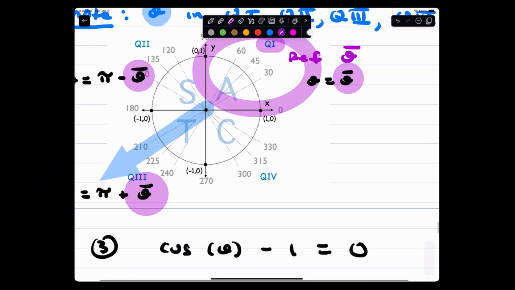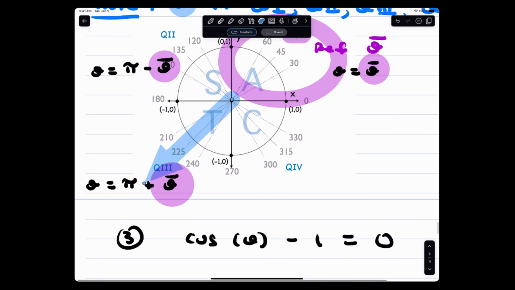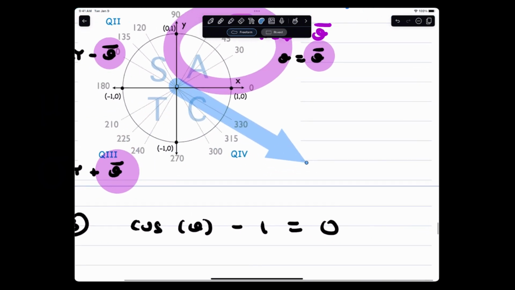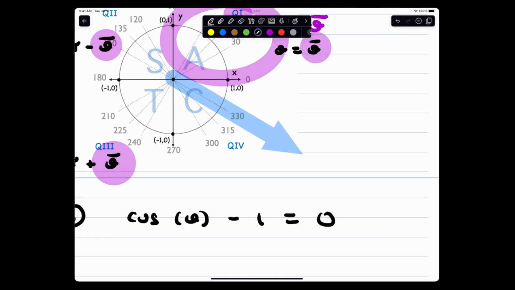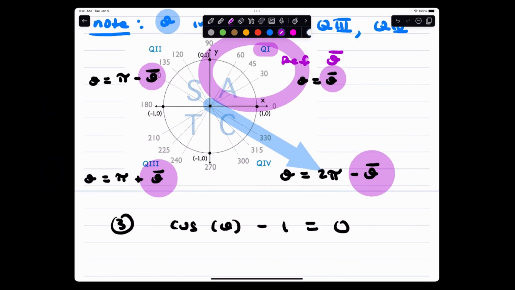Now, what if your angle is in quadrant 4? How do you get your answer? Theta will be 2 pi minus the reference angle. Good. So, like I said, the name of the game is getting that reference angle. And this is where most of the questions will involve your special triangles. Most of them, not all. So this is where that special triangle information comes in.